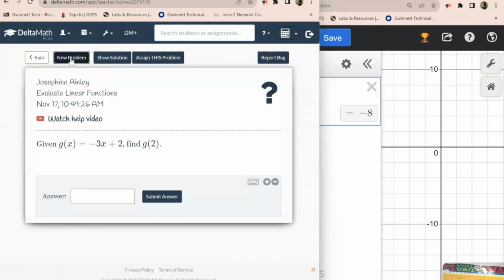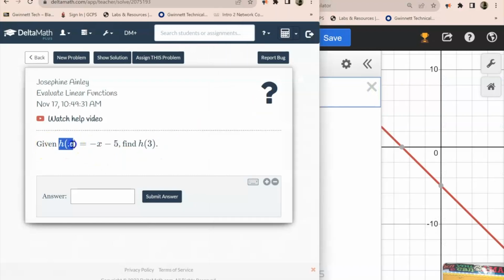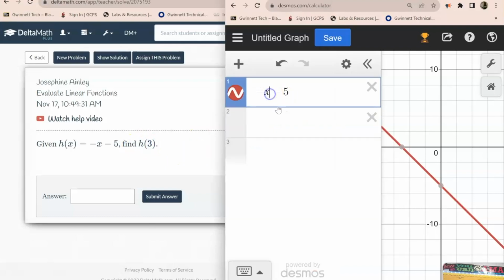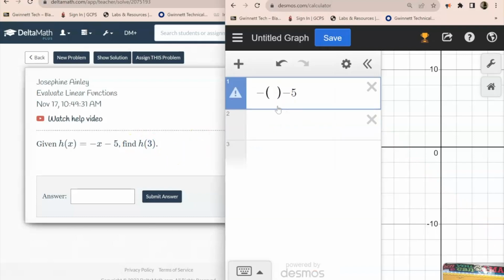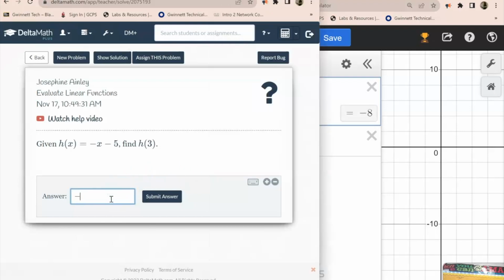All right, so I'm going to do another one. Let's just see if it gets really hard. I guess it doesn't really. All right, so it doesn't matter what it is. So again, copy it. You're evaluating the function. Again, what does this mean? H of x. So where I see x, find h of 3. I'm going to replace it with 3. So I copy the 3, and wherever I see the x, I'm going to delete it, put parentheses, and boom, -8.